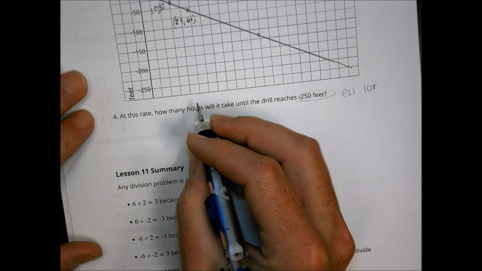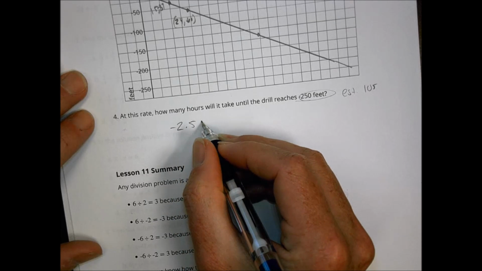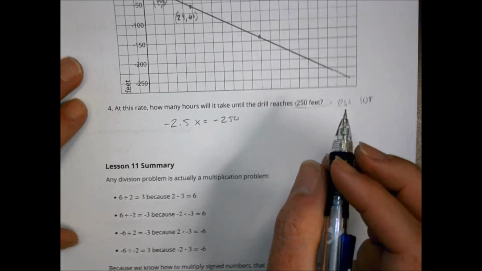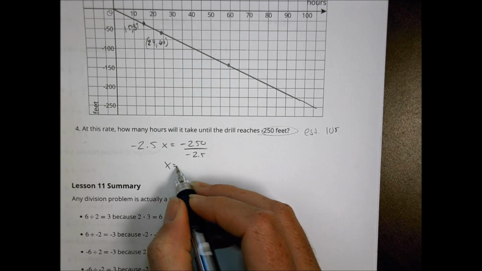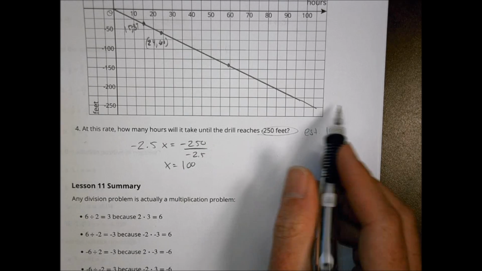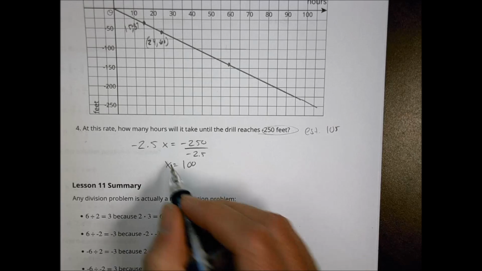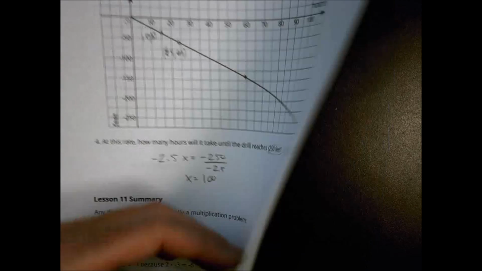We could do our rate, so we can say that at negative 2.5 times how many hours is going to take me to get to negative 250. So when I divide by negative 2.5, we find that the answer should be 100. So I'm off a little bit of my estimation because my graph is not perfect, but that's the actual answer there. All right, let's take a look at tonight's homework and see how you did there.